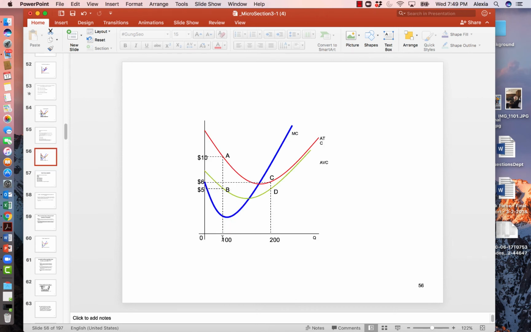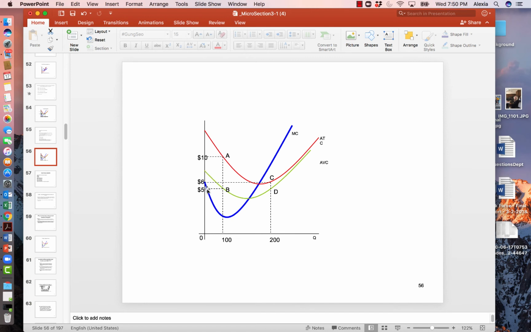So the area would be what's representing. At Q of 100, you come up here. Let me label this. This is going to be our average total cost. And then this is our average variable cost. If I want to know what my total cost area is, from 0 to 100, each of these 100 units costs $10 in average total cost. So total costs are 10 times 100. So the area would be this whole thing here, from here to A down to 100 to 0.